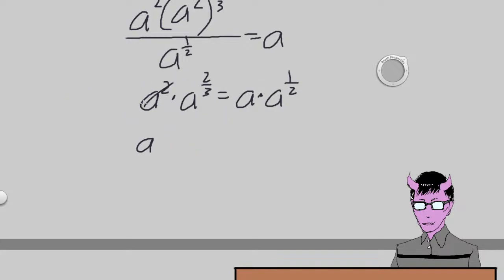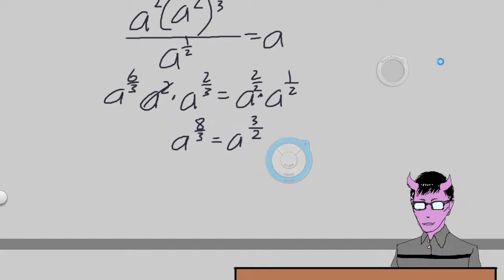So this becomes a to the power of, we're matching the denominators, so 6/3. And then this one, to match this one, we'll make it 2/2. And then all we have to do is sum the exponents. So 6 plus 2 is 8, keeping the same denominator 3. Now that is equal to 2 plus 1 over 2. Alright, that is what we have.